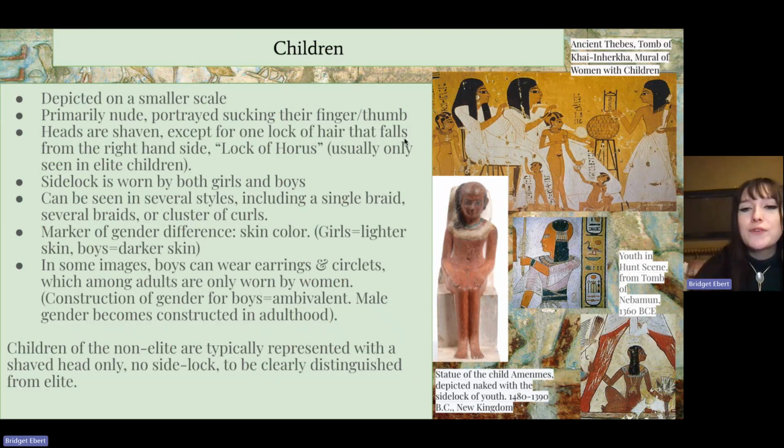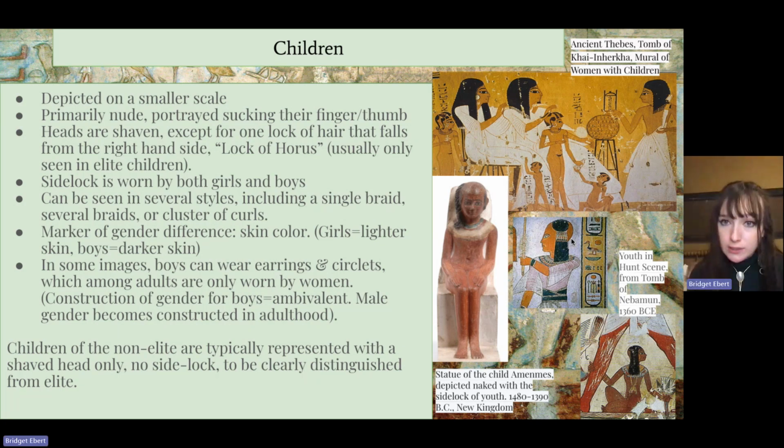And here we have children. So children were depicted on a much smaller scale, as you can see here. I'm circling with my mouse just right below. And they were primarily nude, portrayed as sucking on their finger or their thumb most times. Their heads are shaven, except for one lock of hair that falls from the right-hand side, also called the lock of Horus, which is usually seen in elite children. The side lock is worn by both girls and boys and can be seen in several styles, including a single braid, several braids, or cluster of curls.